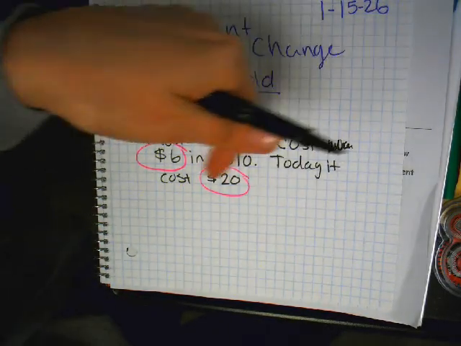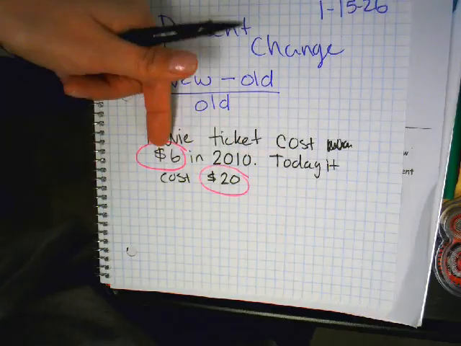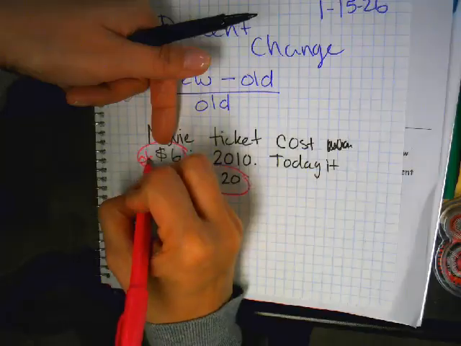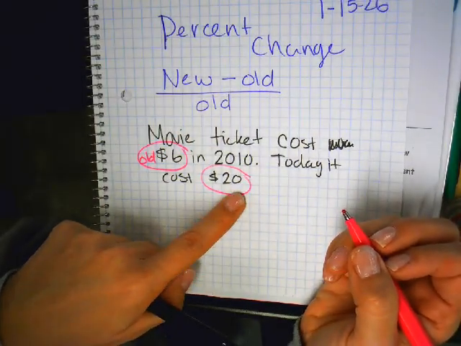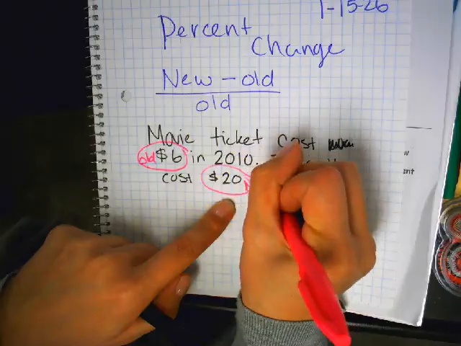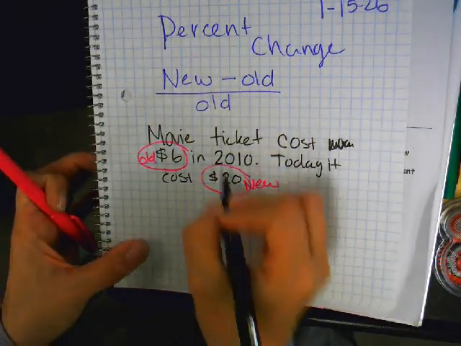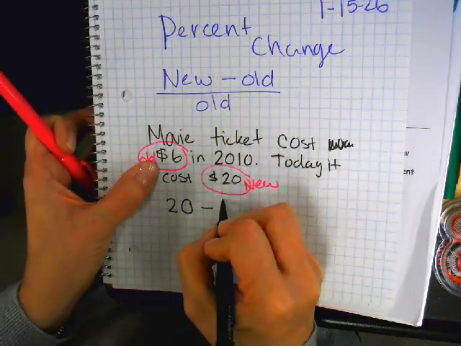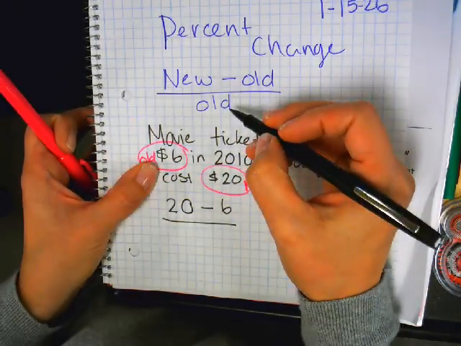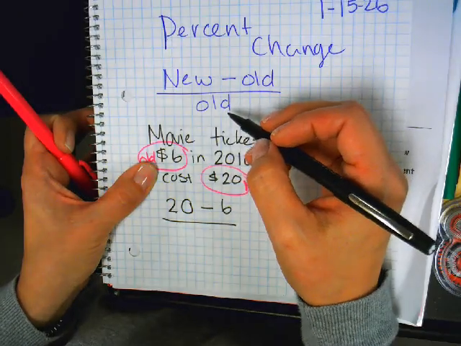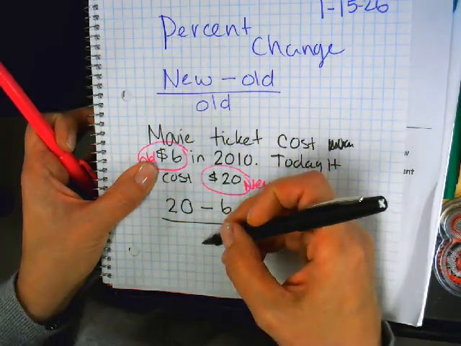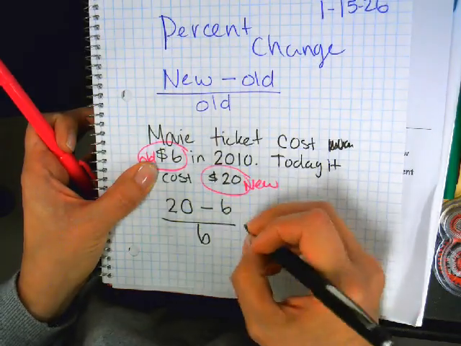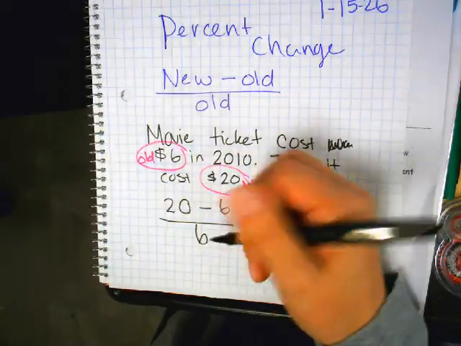Movie ticket costs $6 in 2010. So is $6 what's happening right now or the old price? This would be the old price. What's the new price? $20, sorry. So that's my new, okay? So we're going to put it in. New minus my old divided by the old. Now this is where kids were making a lot of mistakes yesterday. If you put the 20 down here, you'll get a wrong answer. It's not 20, it's 6. So we're going to put 6 down here. Okay? You have to make sure that bottom number is correct.